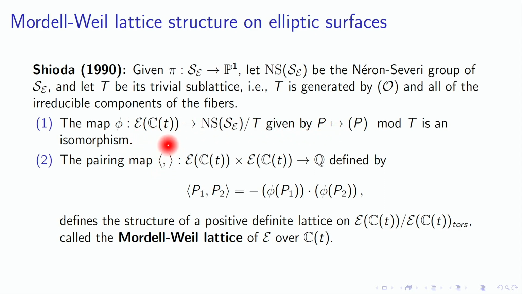This isomorphism introduces a pairing on these sets, which is given by the intersection numbers. This lattice structure is known as the Mordell-Weil lattice structure of E over C(t).